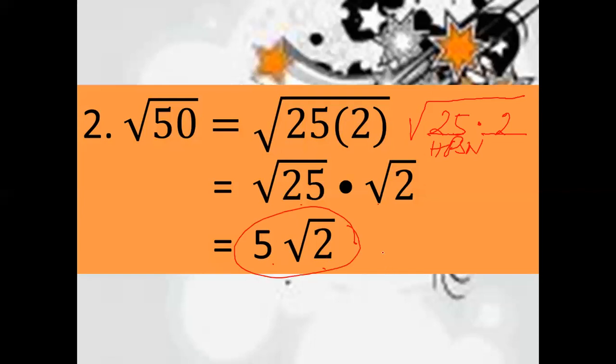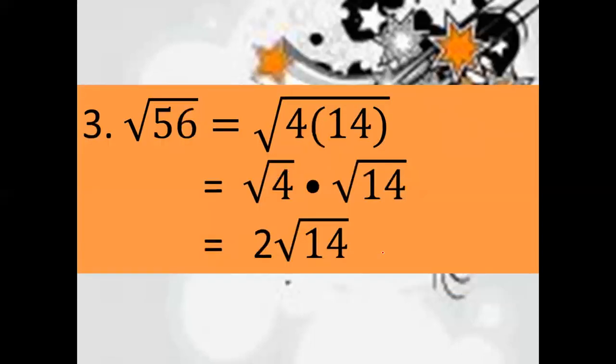Okay, next, square root of 56. Factors of 56, the highest perfect square number factor, we have 4. So square root of 4 times square root of 14. Square root of 4 is 2, times square root of 14. You just need to bring down the non-perfect square number factor of the given radicand, which is square root of 14. So our final answer would be 2 square root of 14.